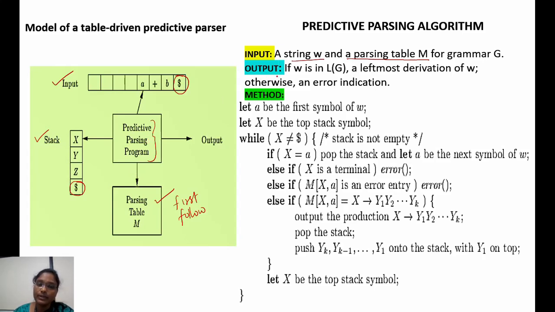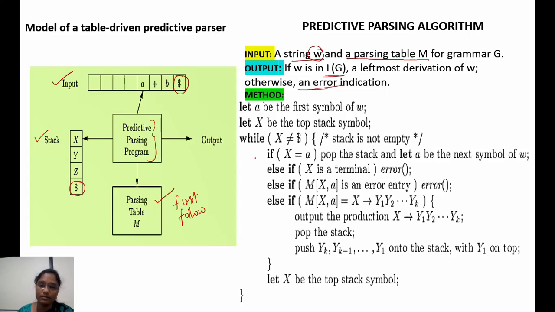As for the output, if W belongs to the grammar G, or the language generated by the grammar G, then we will get a leftmost derivation of that string. If the string is not present in the language represented by this grammar, then it will give an error indication.